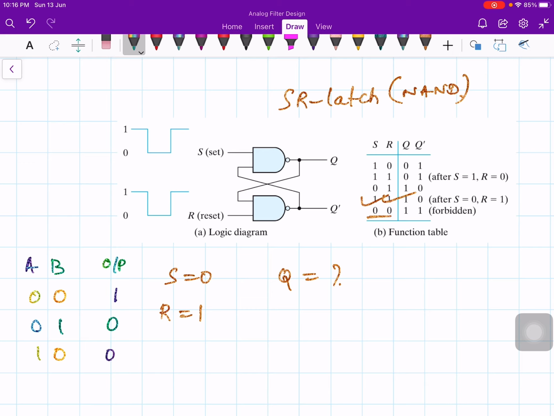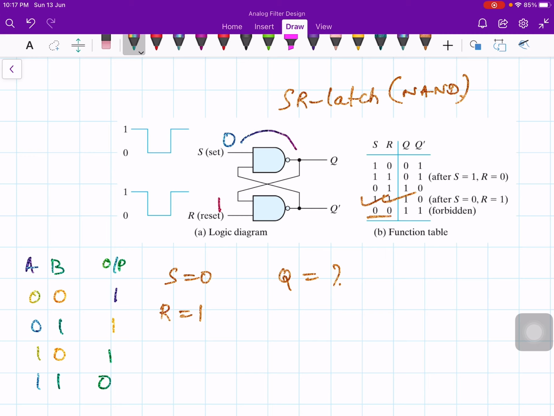1, 0, output is 0. 1, 1, output is 0. So if any one input... no, what did I do? I'm sorry. This is 1 and this is 1. Now if any one input is 0, the output is 1. Wonderful. Now this is 0 and this is 1.